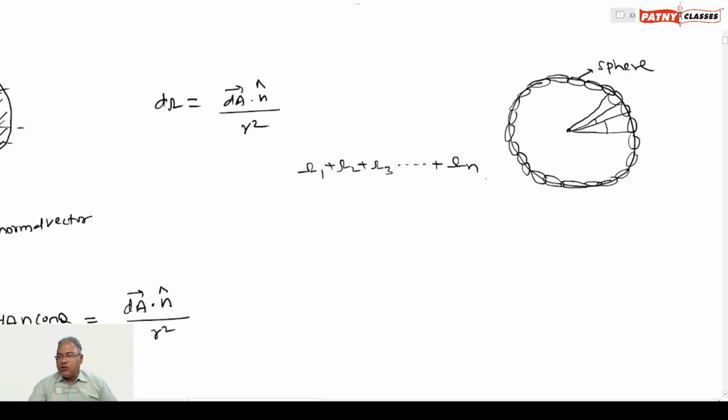So if you add all these solid angles, this is a closed surface. A spherical body is a closed surface, and if you add all these solid angles, this has to be equal to 4 pi. Therefore, the solid angle subtended at the center of a sphere due to the entire spherical body is equal to 4 pi.